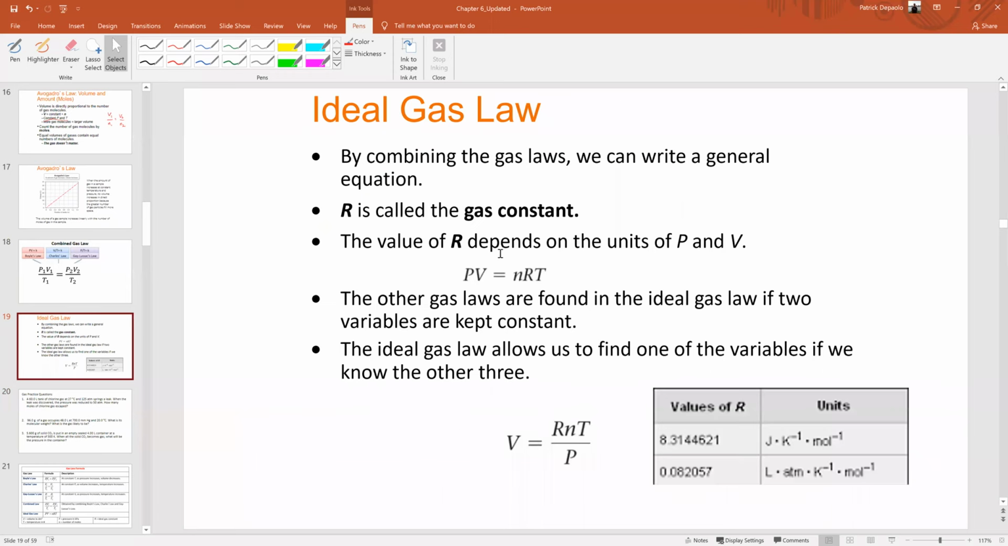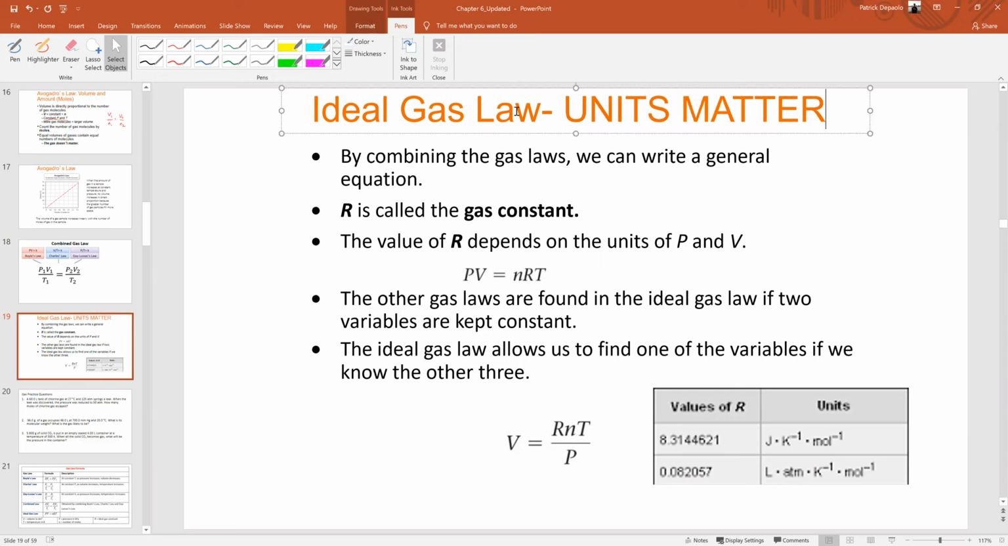But before that, PV equals nRT, the ideal gas law. Units matter for this one. That's otherwise known as PivNert, if you've ever heard that before. PV equals nRT. Basically, this is saying that we can assume these gases take on ideal behavior. I'll explain what ideal means in later slides. It has to do with size not mattering, kind of like the kinetic molecular theory of gases that I explained before.